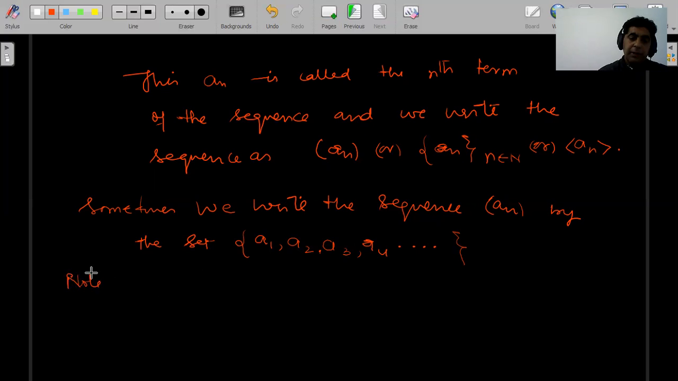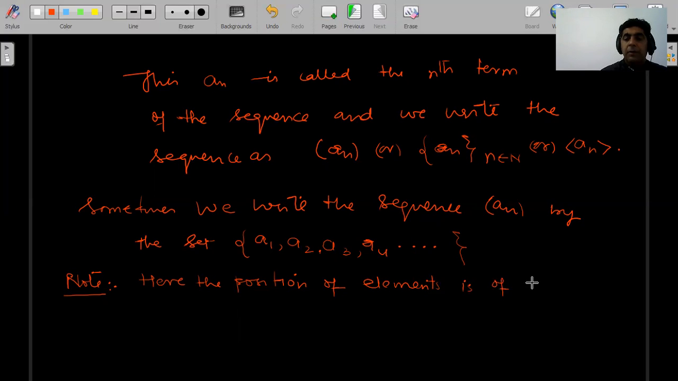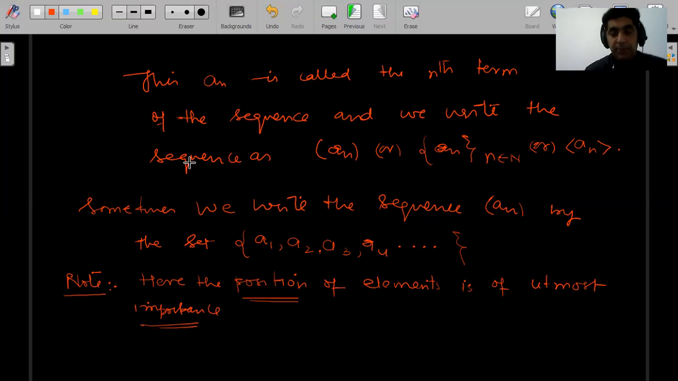Note this down, it is important. Here the position of elements is of utmost importance. Note this, this is very important, that here the most emphasis is put on the position of elements. Okay, so this is the definition of sequence.